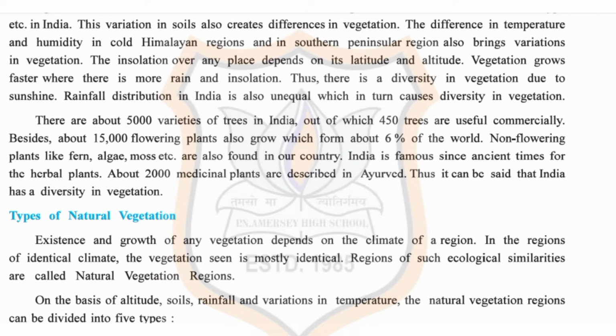There are about 5,000 varieties of trees in India. Out of them, 450 are used for commercial purpose. India is also a home to 15,000 varieties of flowering plants. This forms about 6% of the flowering plants grown across the world. Several non-flowering plants like fern, algae, moss, etc. also grow in India. Since ancient time, India is famous for a variety of herbal plants. Indian Ayurveda has discussed about 2000 medicinal plants. Thus, India has a great diversity of natural vegetation.